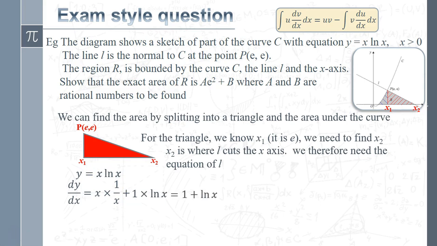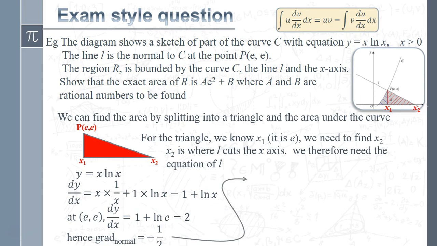That's nice and straightforward. Now what's the gradient at point P? That's when the x coordinate is e, so let's sub that in. At that point we've got 1 plus ln e, and ln e is 1. So that gives me a gradient of 2. That is the gradient of the curve. We need the gradient of the normal, so we use m1 times m2 equals minus 1. So the gradient of the normal is minus a half.